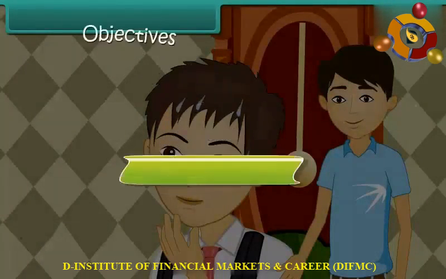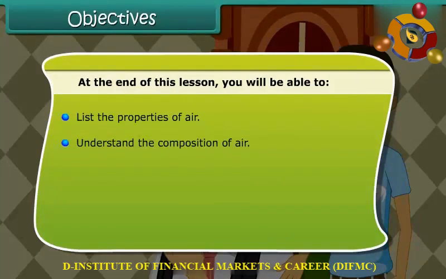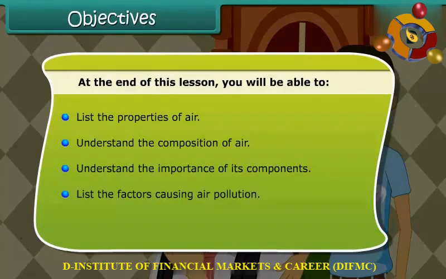Objectives. At the end of this lesson, you'll be able to list the properties of air, understand the composition of air, understand the importance of its components, list the factors causing air pollution, and understand the power of wind.